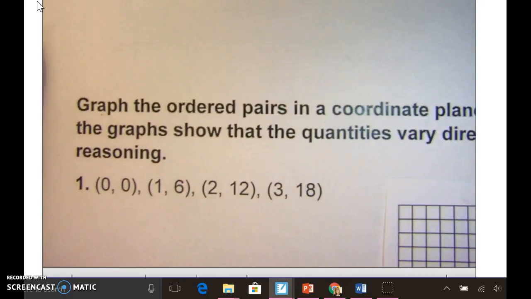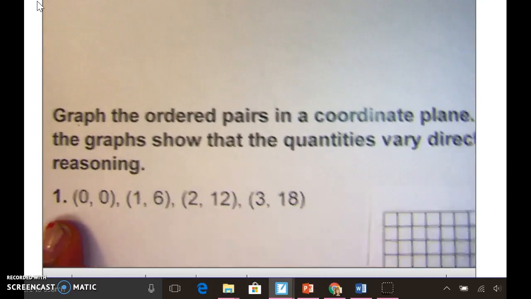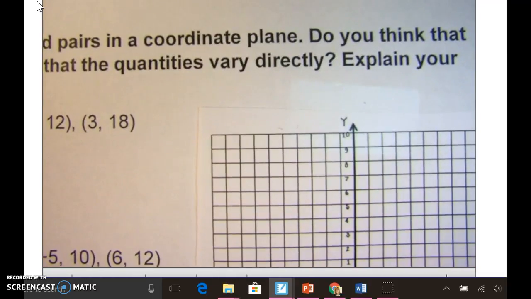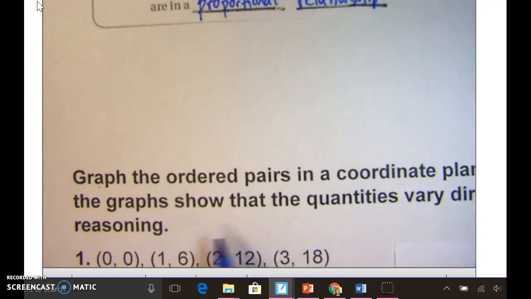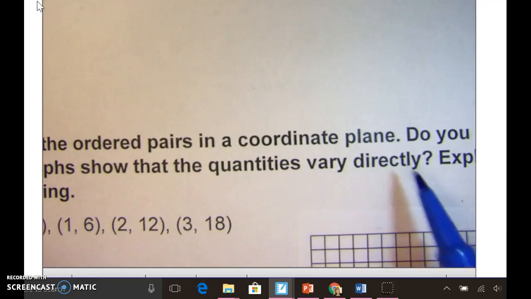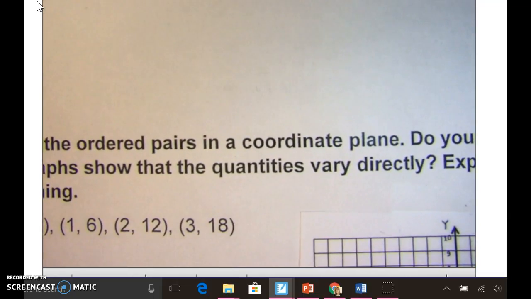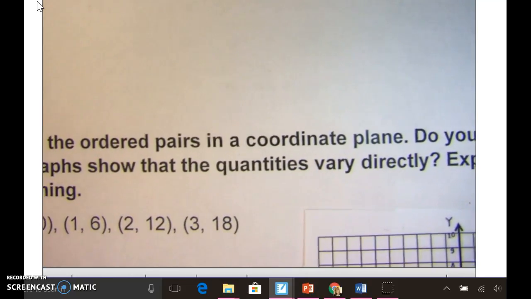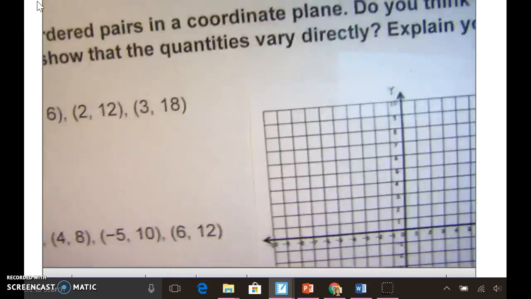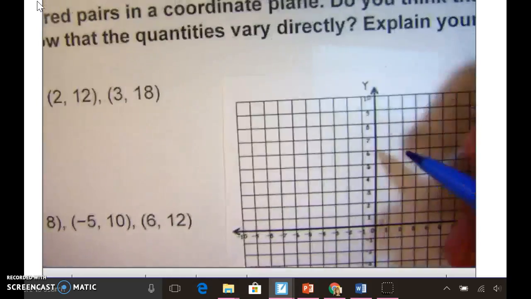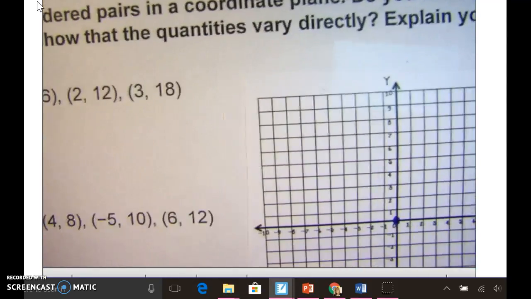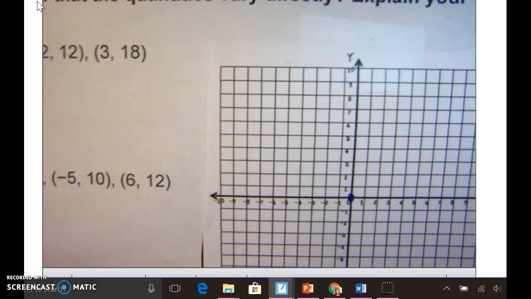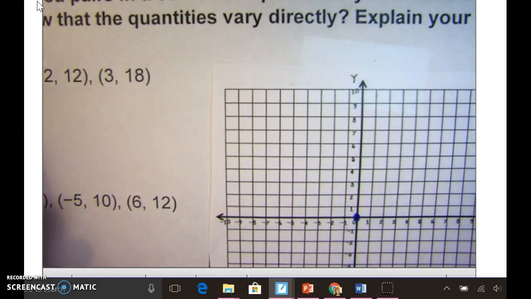All right. So now, you need to graph the ordered pairs in a coordinate plane, and you've been given a coordinate plane. Do you think that the graph shows the quantities vary directly? In other words, as x changes, y changes at the same constant rate. So to do that, we need to see, does it go through the origin? Is it a straight line? So we graph these points. 0, 0 is the origin. As long as it's a straight line, I think it's going to be varying directly.